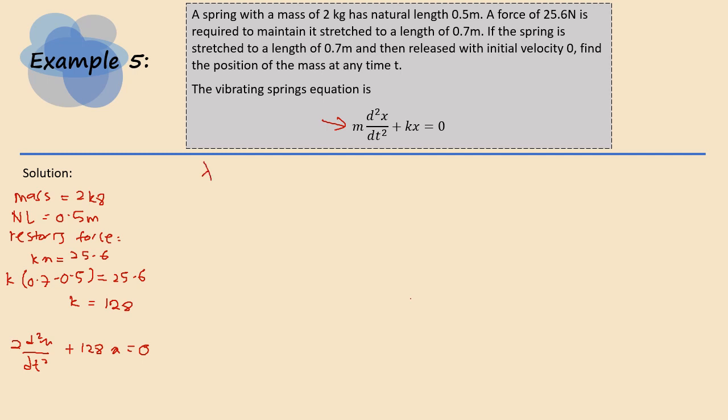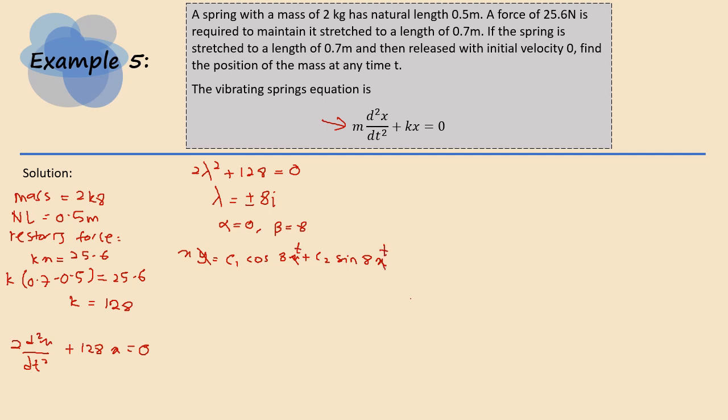So now let's change into our characteristic equation. We will have 2 lambda squared plus 128 is equal to 0. We factorize the equation. We will have a complex root where lambda is equal to plus minus 8i, since alpha is equal to 0 and beta is equal to 8. So our general solution is c1 cos 8t plus c2 sin 8t. Oh, sorry, this is not y, this is x, and this is t.